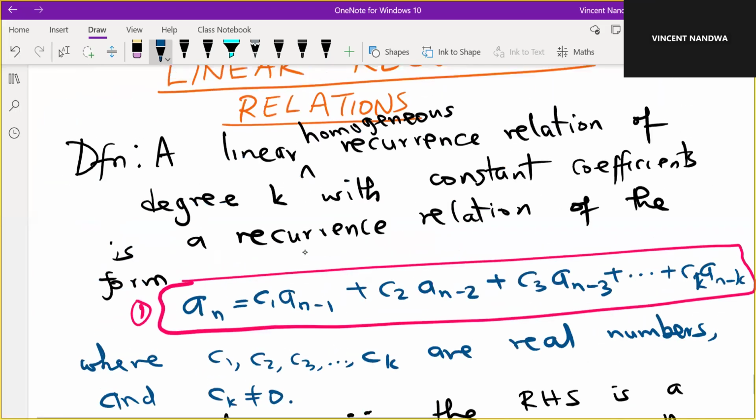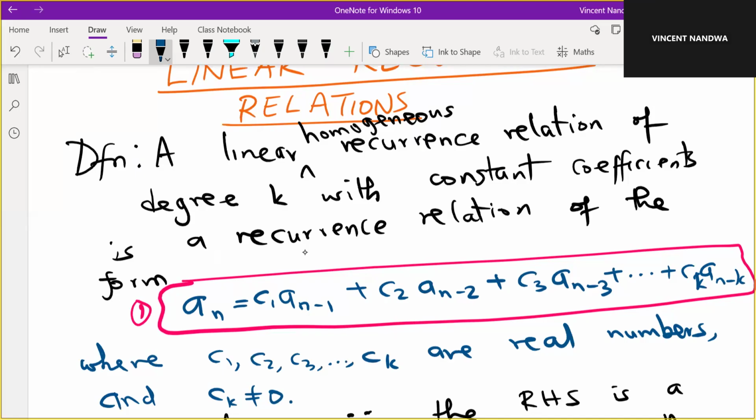Let's go back to the definition. We are saying that a linear homogeneous recurrence relation of degree k with constant coefficients is a recurrence relation of the form given in 1. So we have an equals C1 an minus 1 plus C2 an minus 2 plus C3 an minus 3 all the way up to plus ck an minus k. So when a recurrence relation is in this form, we call it a linear homogeneous recurrence relation of degree k.